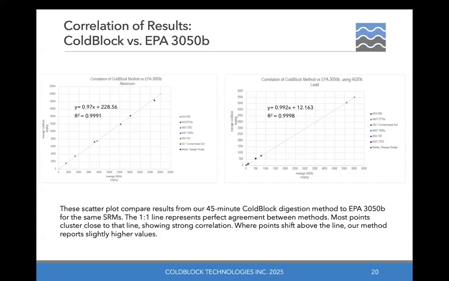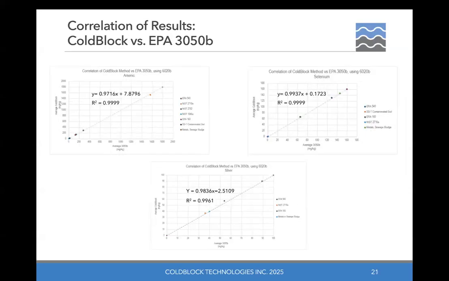And you can see very high R-squared values here, indicating near equivalent performance and validating ColdBlock's reliability for routine metals analysis when compared with an EPA protocol. This strong agreement across diverse certified materials demonstrates that ColdBlock is a credible alternative for compliance testing, and it's capable of producing results that are in line with regulatory expectations. Here's similar data shown for arsenic, silver, and selenium. 3 elements that are especially challenging in environmental analysis.